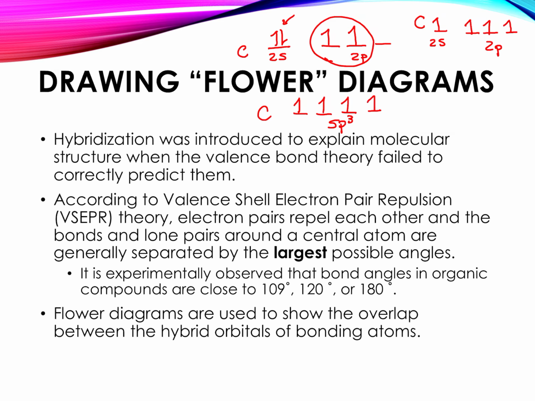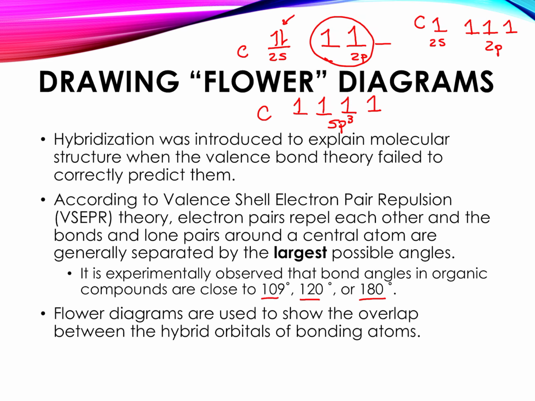The second bullet point, according to valence shell electron pair repulsion theory: electron pairs repel each other, and the bonds and the lone pairs around the central atom are generally separated by the largest possible angles. So we see some that are 180, or 120, or 109.5. Those are our typical bond angles. Sometimes we'll see things like 90 in some of the bigger molecules when things expand their octets.